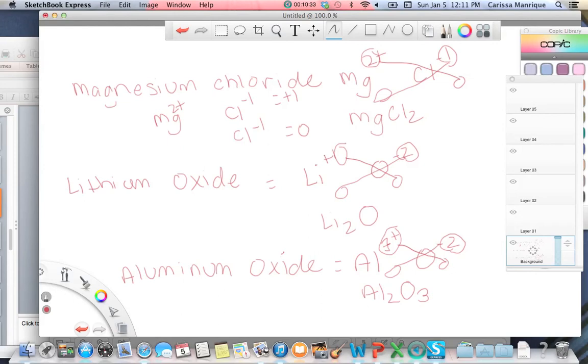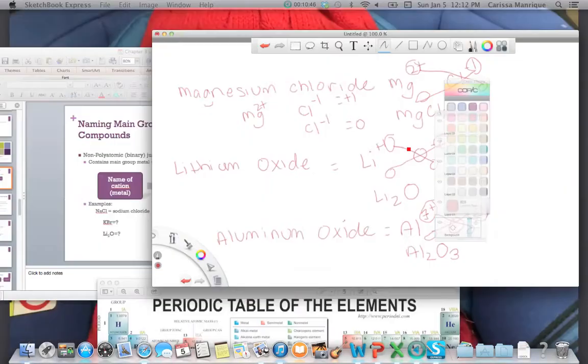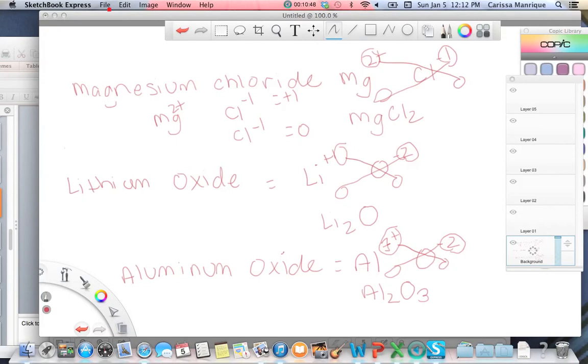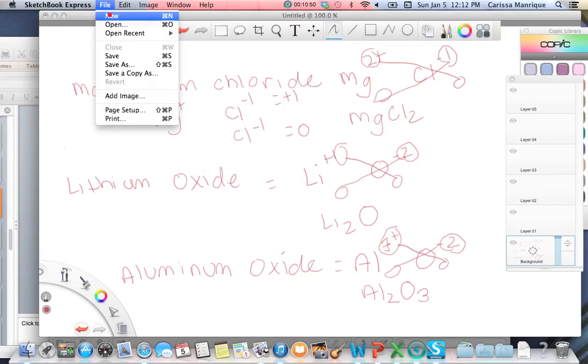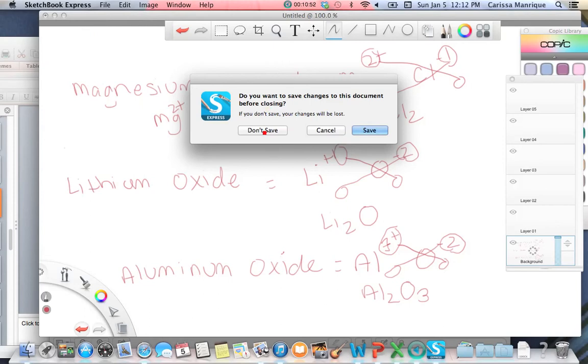Can we do one more example? Let me clear this. Let me see if this could be a shortcut. Never mind, I don't know where my box went. So File, New, don't save.